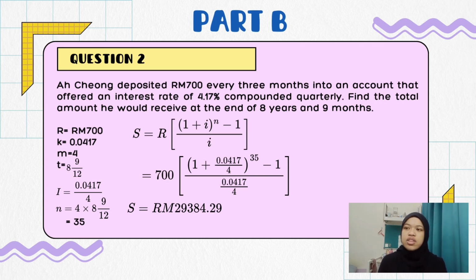So R is 700, K is 0.0417, M is equal to 4, T equals 8 and 9 over 12, and I equals 0.0417 over 4. N equals 4 multiplied by 8 and 9 over 12, which equals 35. The formula that we're going to use for question 2 is S equals R times (1 plus I) powered by N minus 1, over I. 700 times (1 plus 0.0417 over 4) powered by 35 minus 1, over 0.0417 over 4. S equals 29,384 ringgit 29 cent.